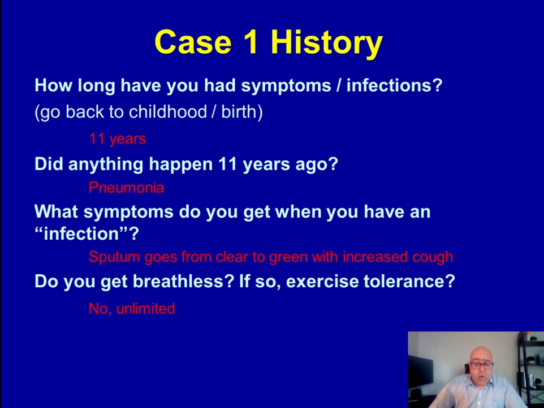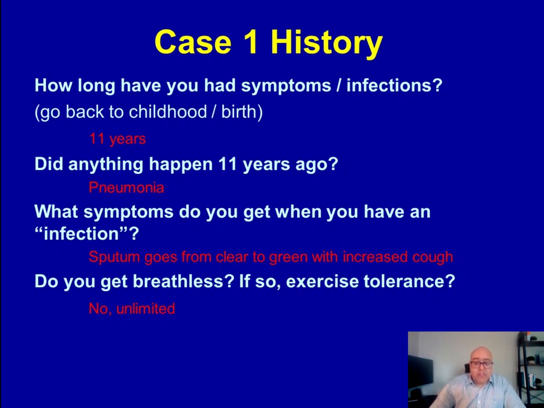The things which are important are to establish the duration of symptoms. How long have they had the symptoms or infections for? We clearly want to go back into childhood as much as we can to get as long and detailed a history as possible. In this example, the patient has had symptoms for about 11 years. The next question is, what happened 11 years ago? What triggered the patient's recurrent symptoms? In this example, the patient had pneumonia 11 years ago. So we know that post-infectious causes are fairly common when we think about bronchiectasis.